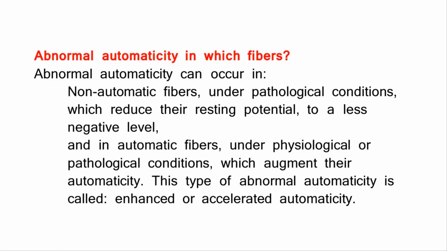Abnormal automaticity in which fibers? Abnormal automaticity can occur in non-automatic fibers, under pathological conditions, which reduce their resting potential to a less negative level, and in automatic fibers, under physiological or pathological conditions, which augment their automaticity. This type of abnormal automaticity is called enhanced or accelerated automaticity.